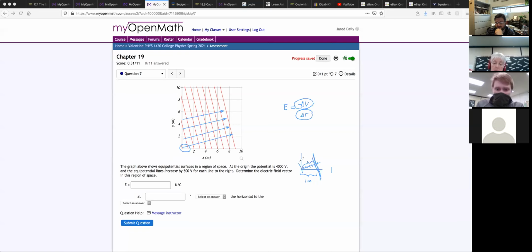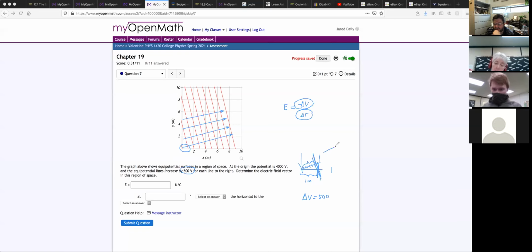The change in voltage between this red line and this red line, they tell me it's right here. It increases by 500 volts. So I know delta V all of a sudden. Delta V is equal to 500 volts, but I don't know delta R yet. Delta R, this is the 1 meter mark here, but delta R doesn't quite go out that far. It's a little bit less than 1 meter. What is it? Well, it's the side of this triangle here.